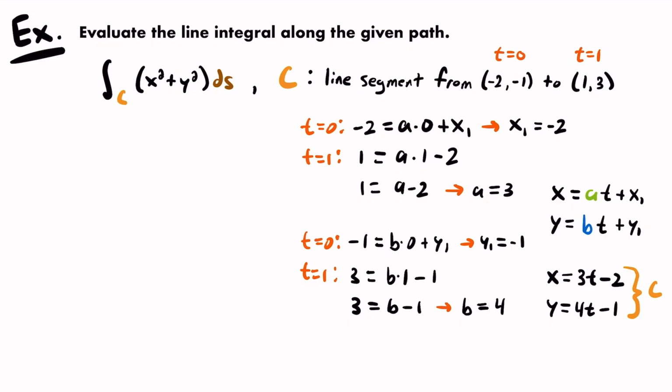Okay, that will give you the same exact answer, because when you use that process, you will assume that t equals 0 corresponds to the initial point and t equals 1 corresponds to the terminal point, so you will get the same set of parametric equations.